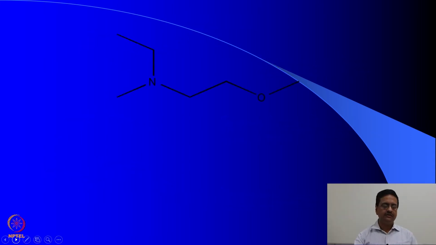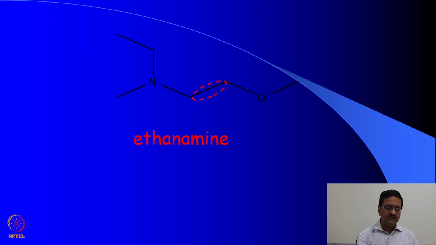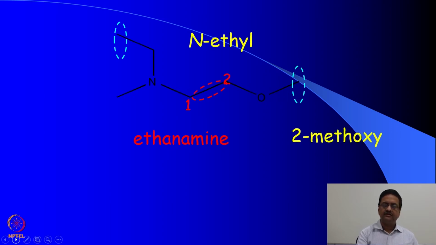Now, let us see how we name this kind of a molecule. What can we see in this molecule? We have a CC single bond in the middle in this red circle. So, on that we have a nitrogen. So, it is called ethane amine. Then on this nitrogen we have an ethyl group, and then there is a methoxy group, and also there is another N-methyl group. So, what should be the name of this compound?